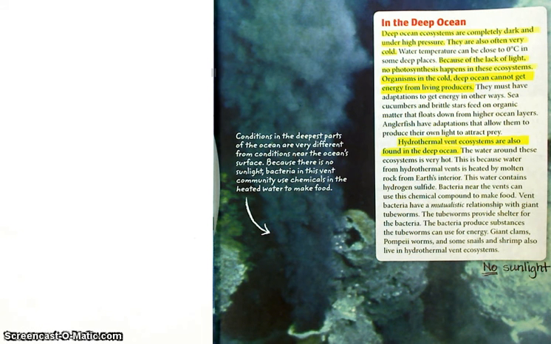So they have to get energy in other ways, and there's a variety of organisms and things that have adapted to get their energy in some other way. So sea cucumbers, for instance, and brittle stars feed on organic matter that floats down from higher ocean levels. Anglerfish have adapted so that they produce their own light to attract prey.